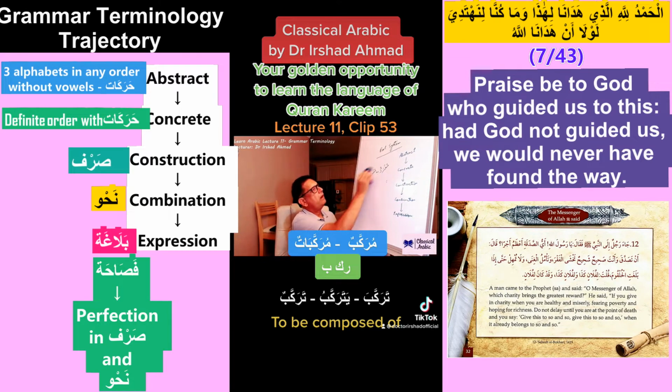And we have another root, ra, kaf, ba. Ra, kaf and ba. From this we get tarakkaba, yatarakkabu, tarakkaba, yatarakkabu, Madi, Mudare, tarakkabun, Masdar.